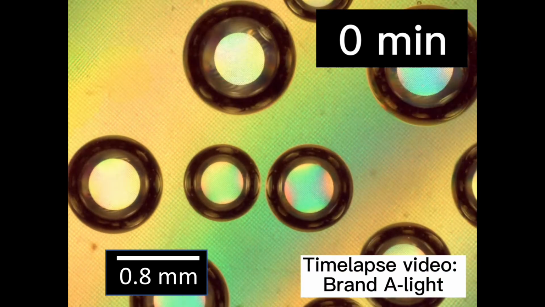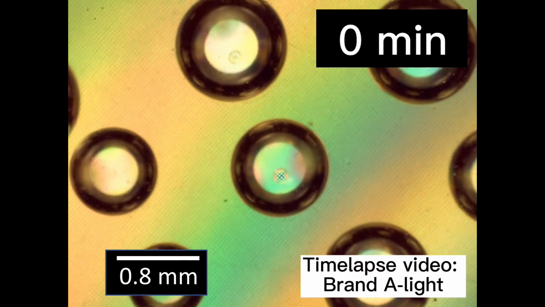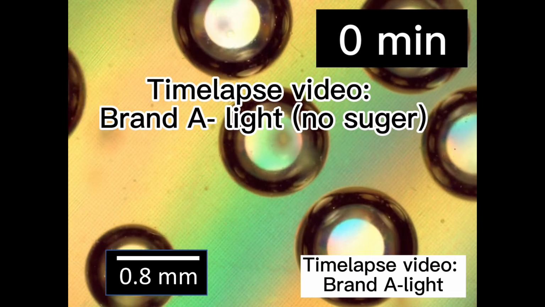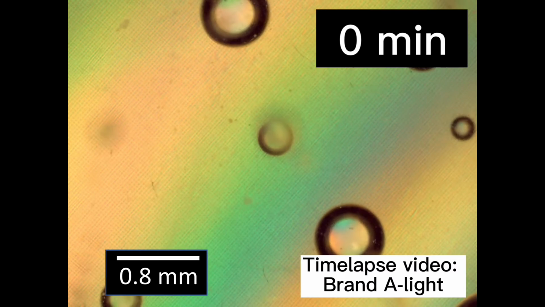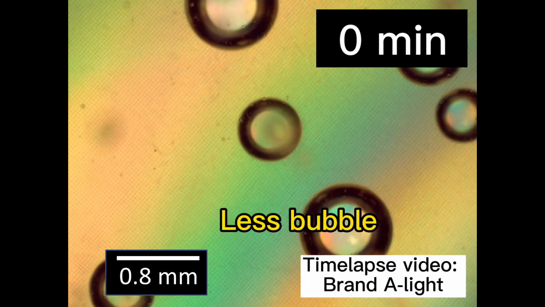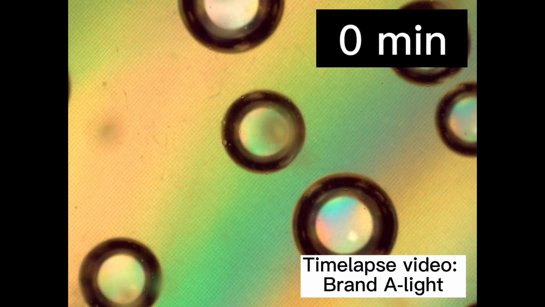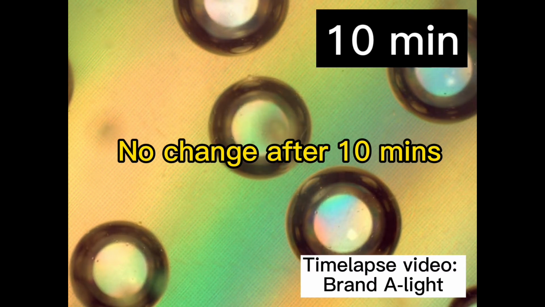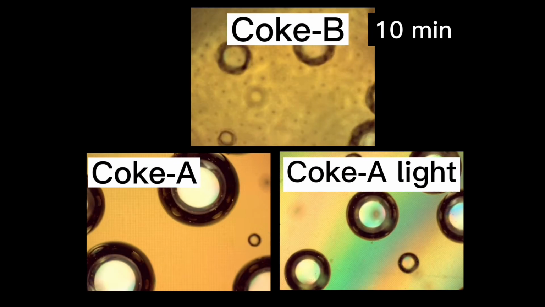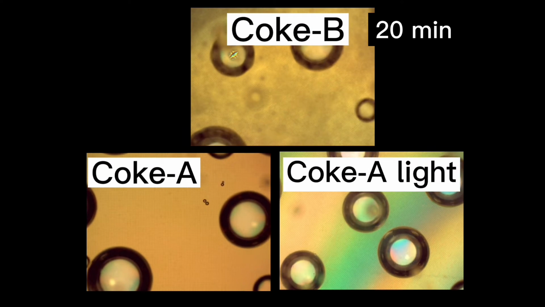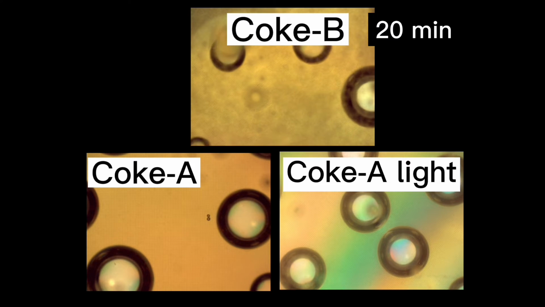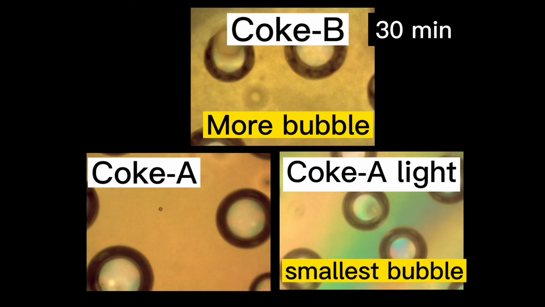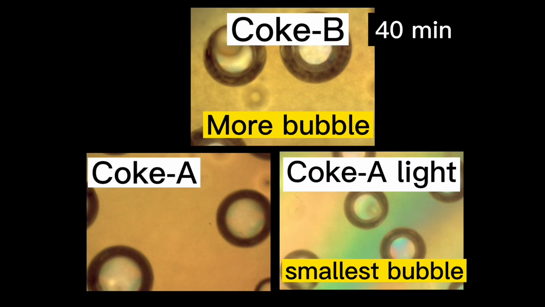Now that the two brands of Coke are compared, let's compare the performance of the healthier reduced sugar Coke of brand A and find that its bubbles are significantly less. And there are almost no bubbles after 10 minutes. If you compare the 3 videos together, you can clearly see that the amount of bubbles in brand B is indeed more, and the sugar-reduced cola of brand A has the smallest bubbles.